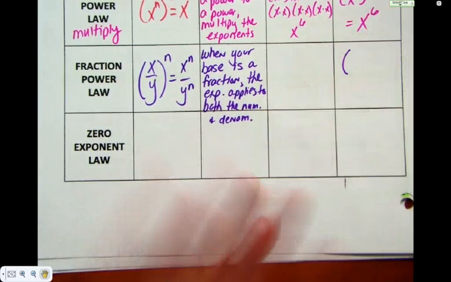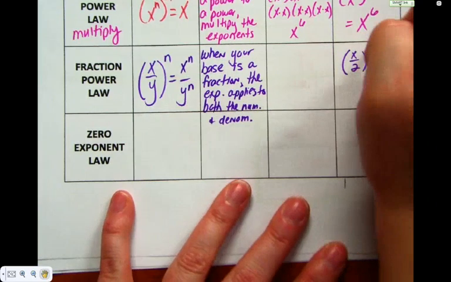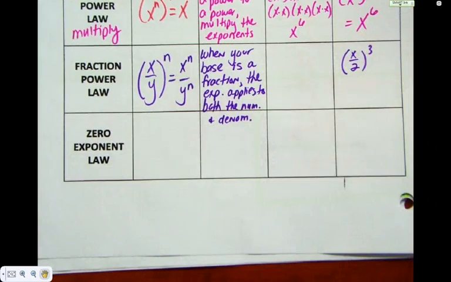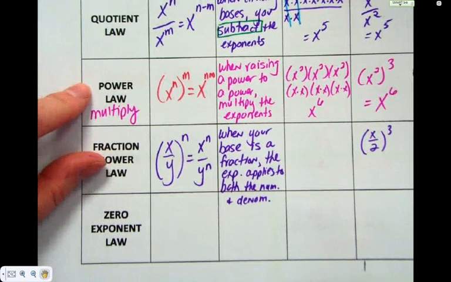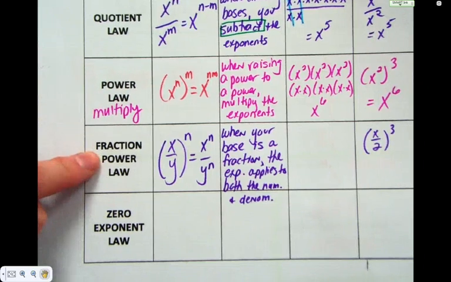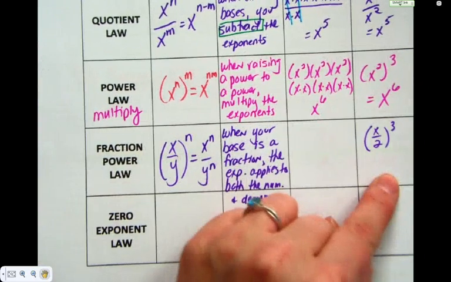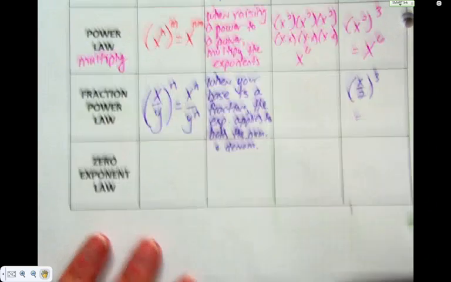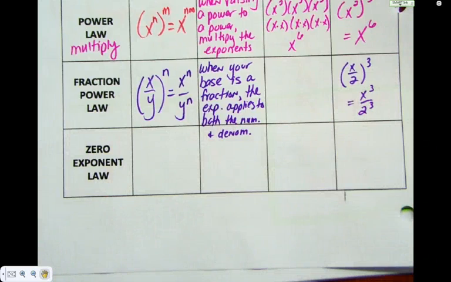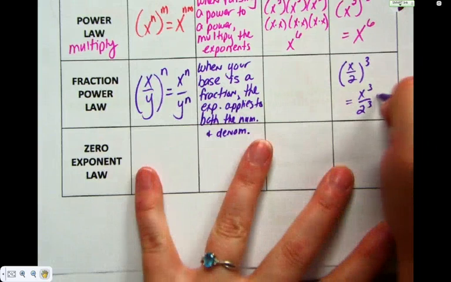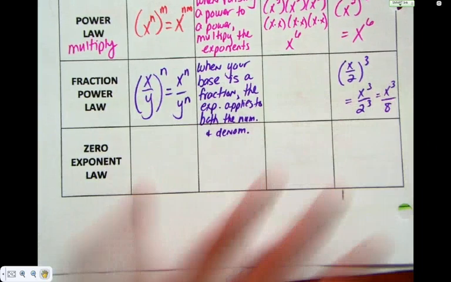So if we look at an example, let's do x divided by 2 to the exponent 3. What's the difference between power law and fraction power law? Well, what's the key word in the title here? Fraction. The minute it's a fraction, it's fraction power law. So according to our law, that says that this should be x to the 3 and 2 to the 3. So we give that exponent to both. If we can evaluate, we typically do. So can we evaluate 2 to the 3? So what's 2 times 2 times 2? So we would simplify this as x cubed over 8.